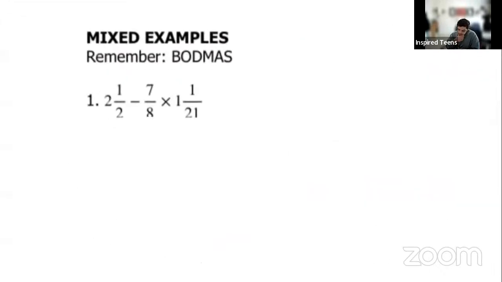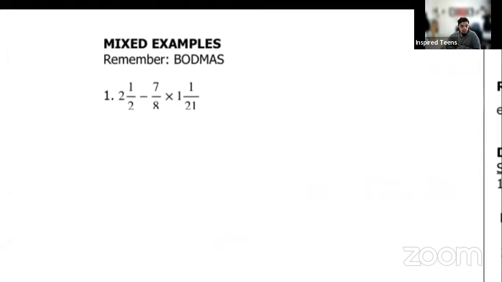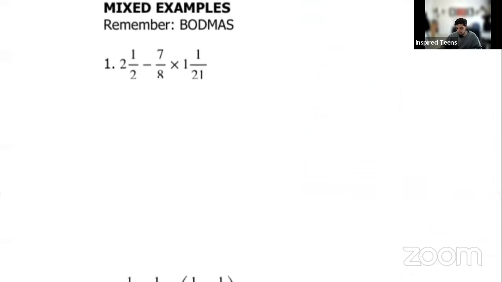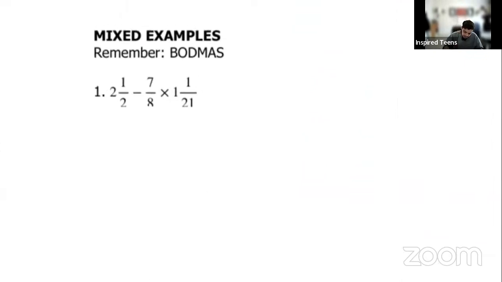Okay, so let's do some mixed examples. Remember BODMAS. Let's look at these. These are just addition, subtraction, multiplication, and division, some mixed examples. BODMAS. Remember, what is BODMAS? BODMAS is brackets, orders or operations, division, multiplication, addition, subtraction.